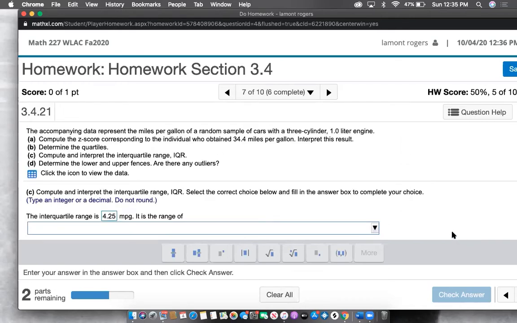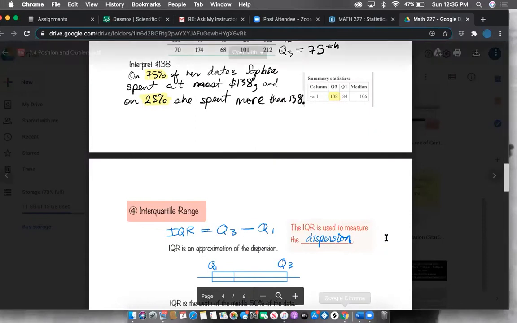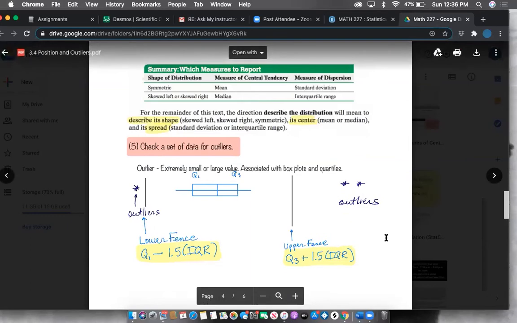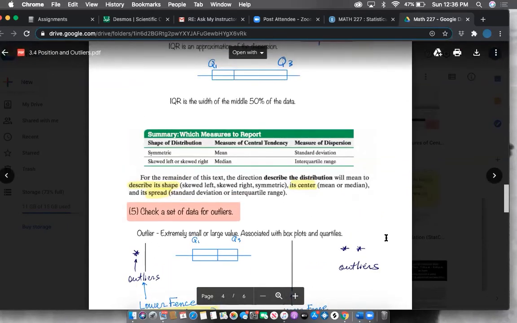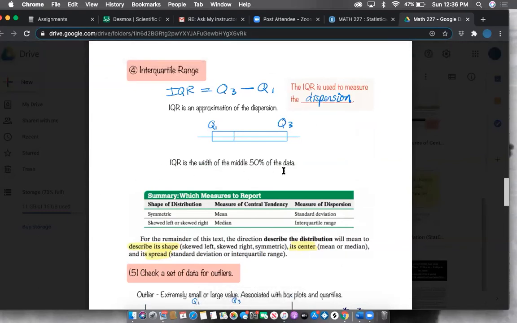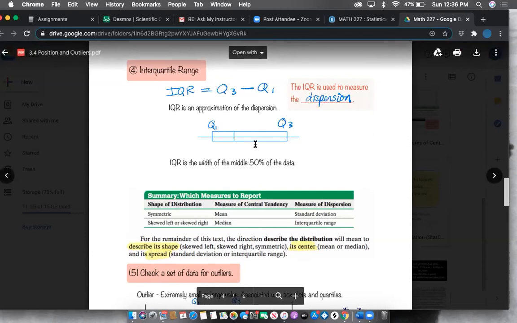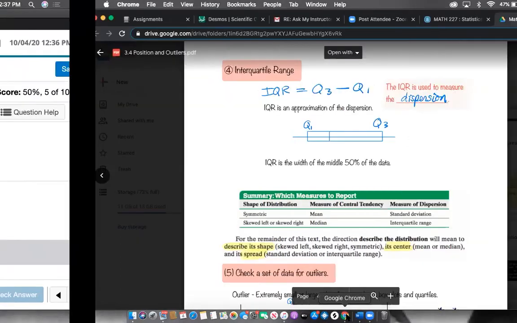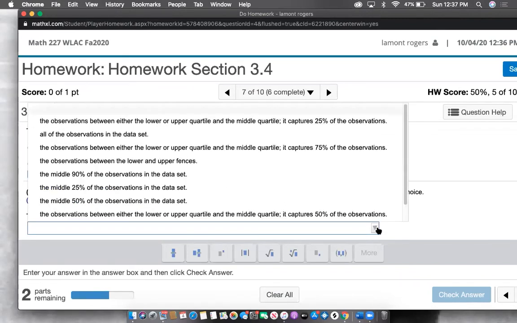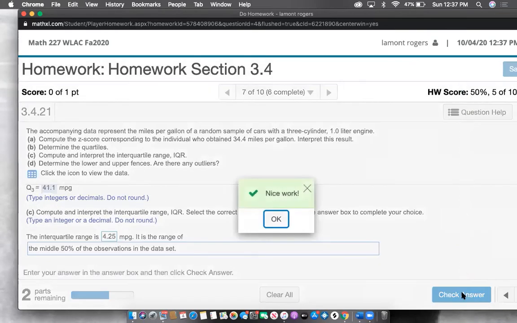I'm not sure what it is. Oh, go to the notes real quick. It should be in there. Scroll down just a little, a little bit higher. Do you see that sentence right there? IQR is the width of the middle 50% of the data. Cool, definitely know that. So the range is 4.25, since it's the IQR.